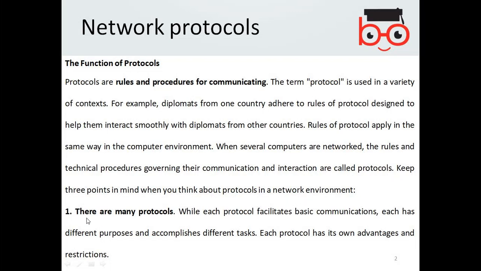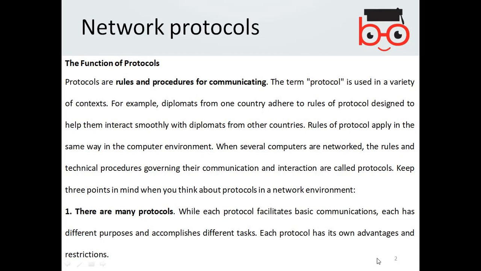Number one, there can be many protocols. While each protocol facilitates basic communication, each has different purposes and accomplishes different tasks. Each protocol has its own advantages and restrictions. So it's not very simple. For example, let us take it from the very scratch.